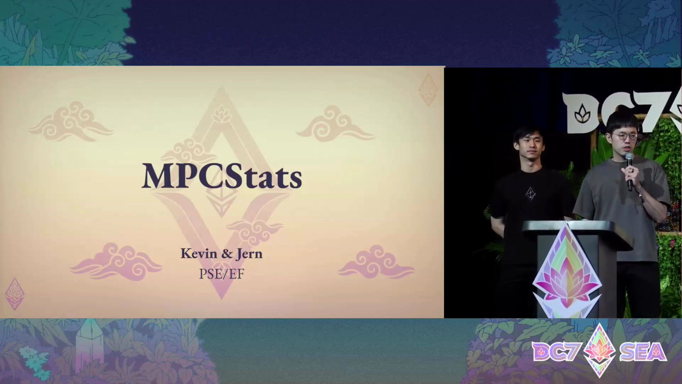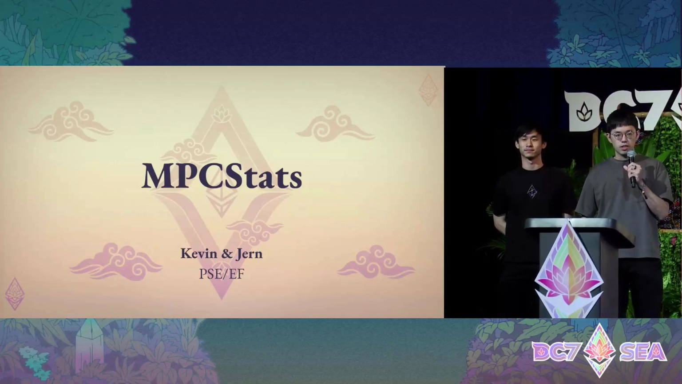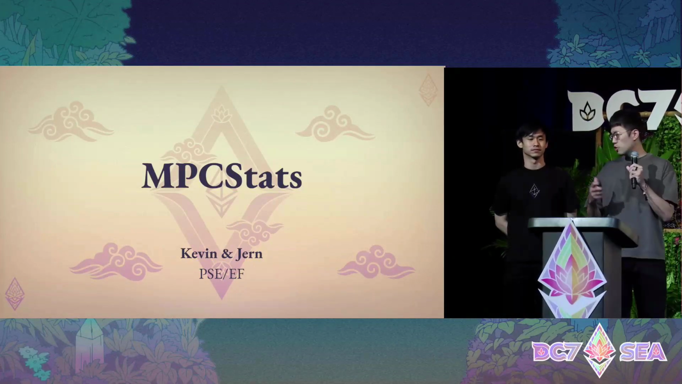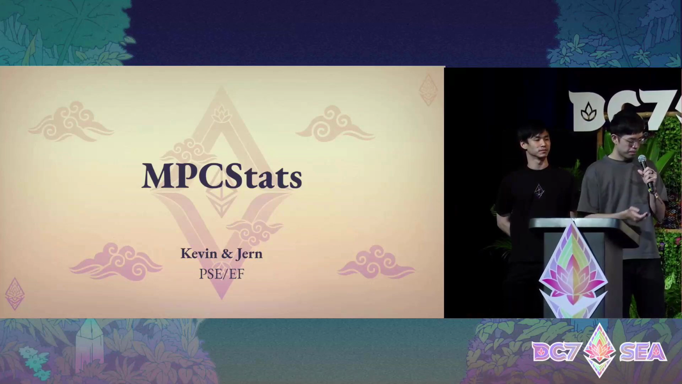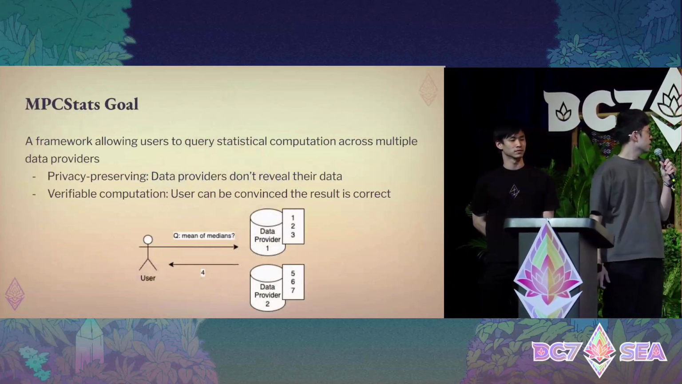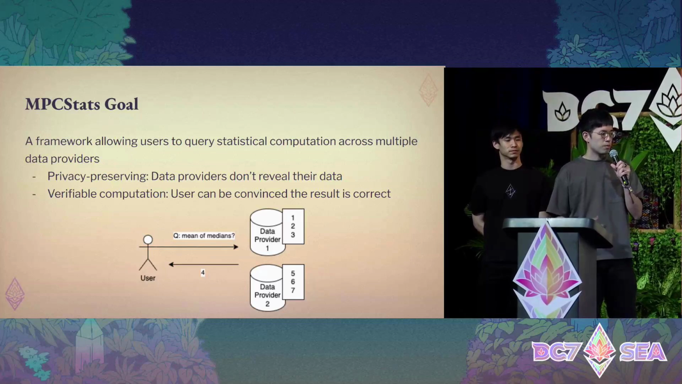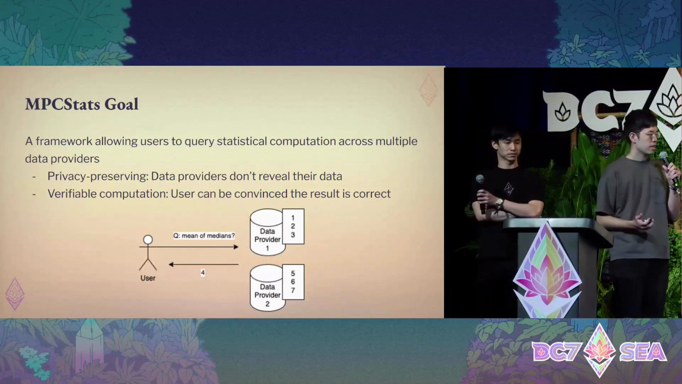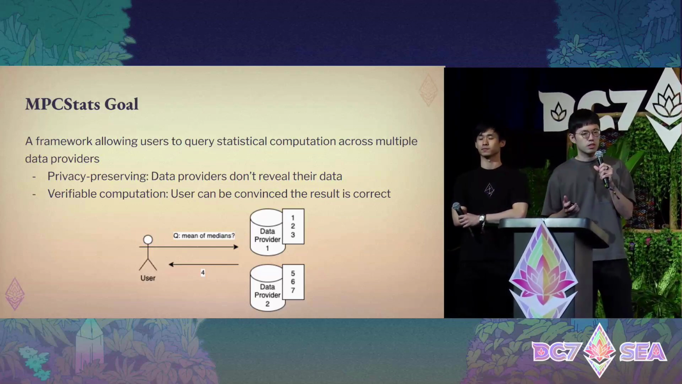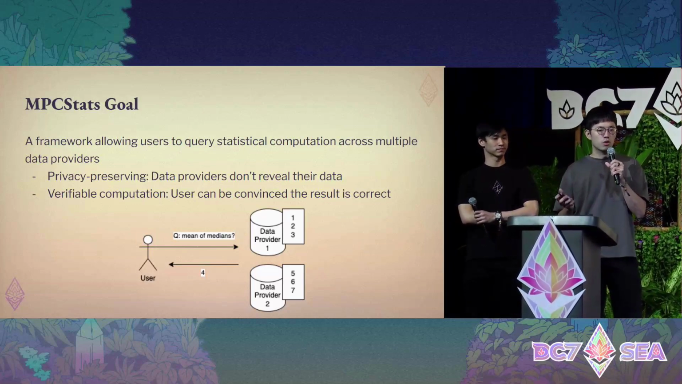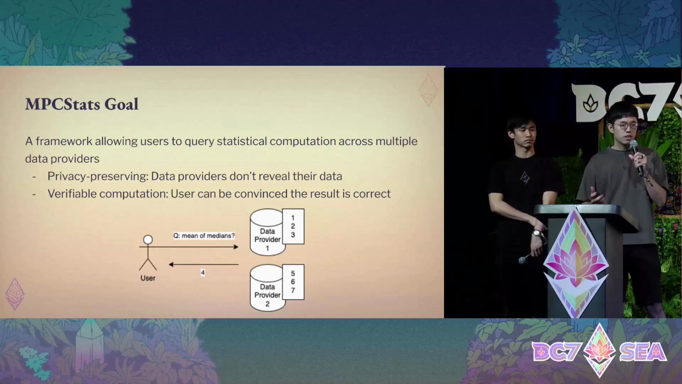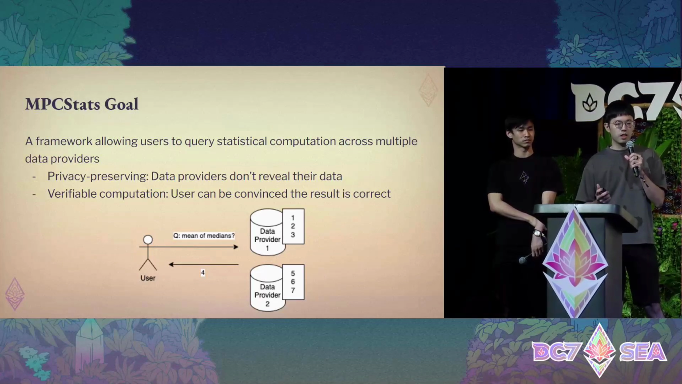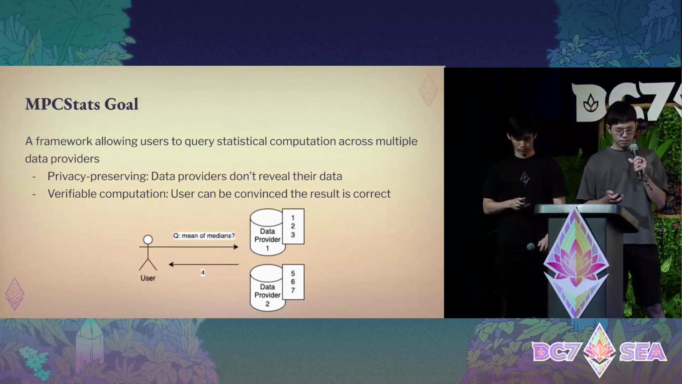So today we'll introduce our project, and it's currently worked on by Jern and I and Kazumune. So the goal of our project is to build a framework that allows users to query statistical computation across different data providers, while guaranteeing the data privacy and also the correctness of the result.